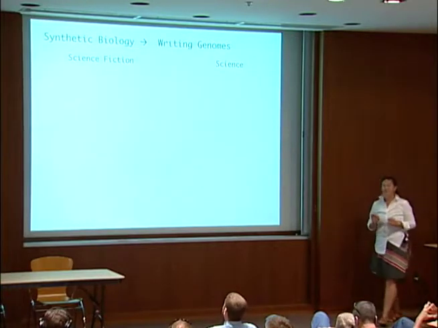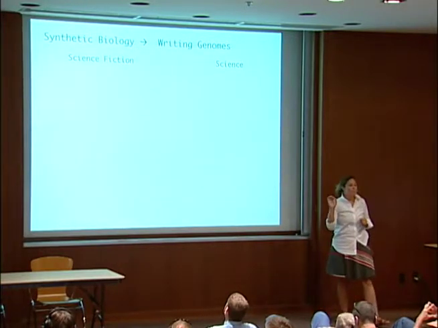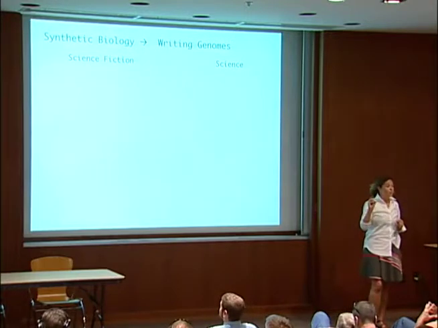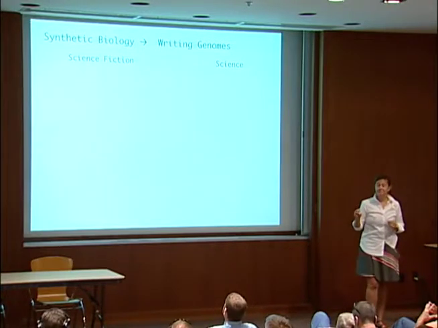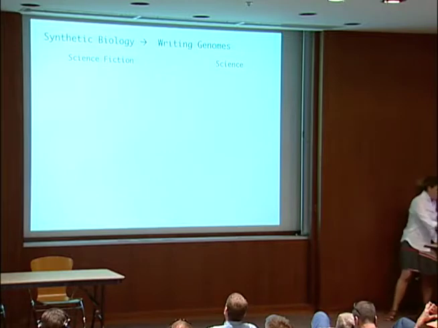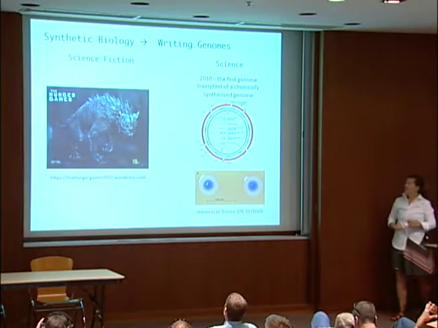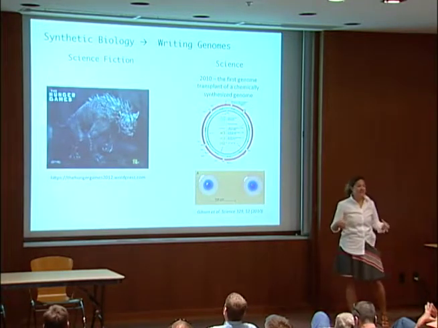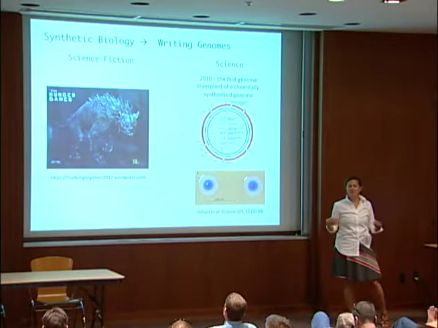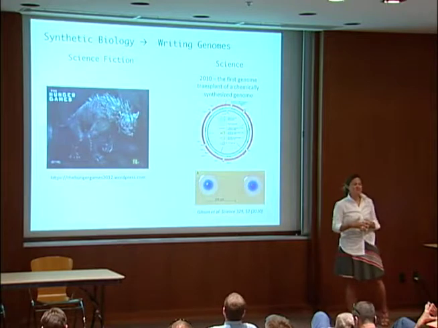Another field I mentioned was synthetic biology. So one area of synthetic biology is writing novel genomes. Okay? A science fiction example of this may be the Hunger Games, right? Those synthetic creatures that they made to torment the competitors in the games.